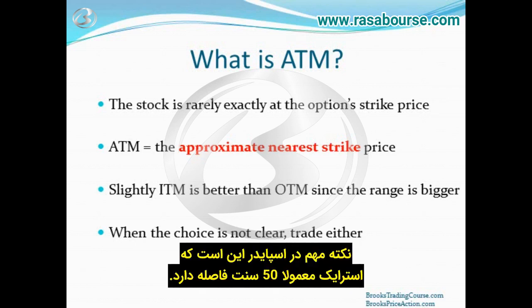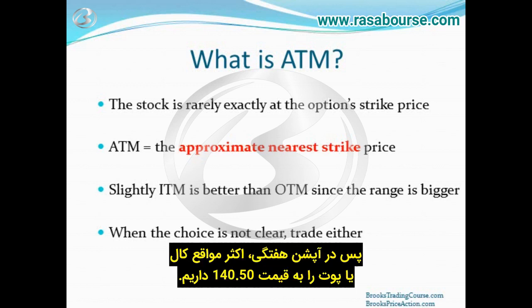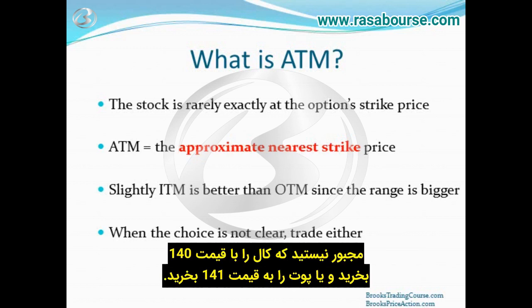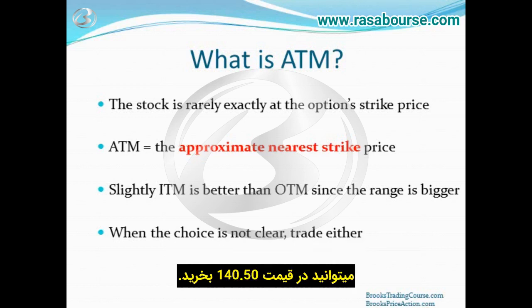One nice thing about the spider is a lot of times they'll have strikes that are 50 cents apart. So on the weekly options, a lot of times they'll have a 140.50 call or put. So if the spider's at 140.40, you're not forced to buy the 140 call or the 141 put. You can buy the 140.50.